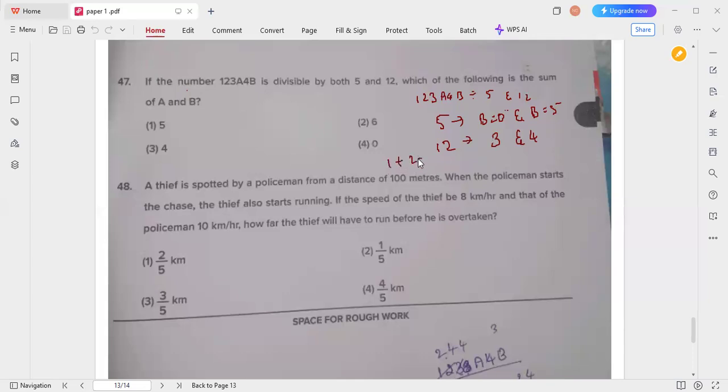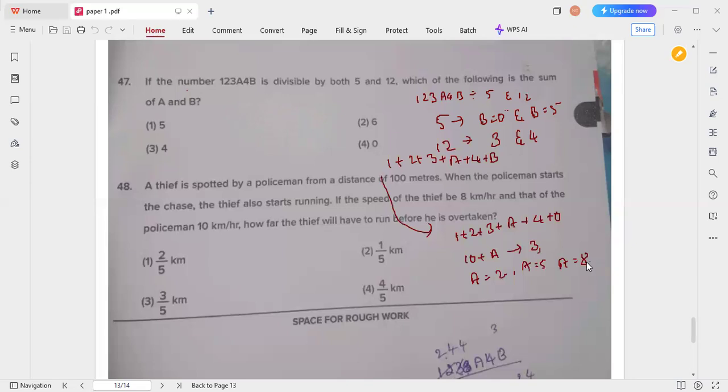So 1 plus 2 plus 3 plus A plus 4 plus B. Let me take B as 0. So let me write here 1 plus 2 plus 3 plus A plus 4 plus 0. Just add the numbers, we'll get 10 plus A. So this 10 plus A is divisible by 3. So A is equal to 2 or A is equal to 5 or A is equal to 8. Okay.